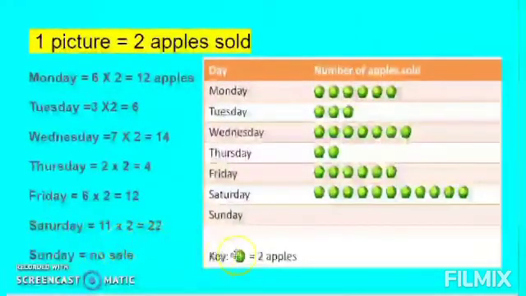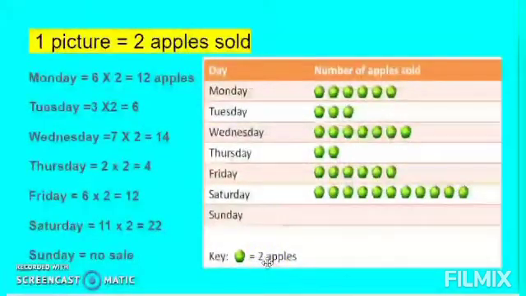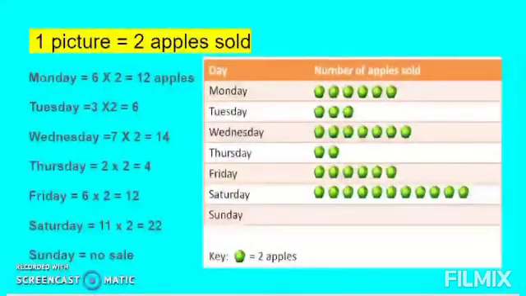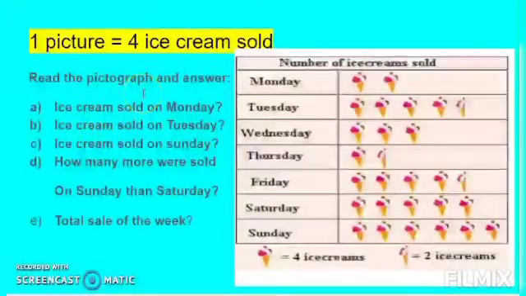So it is very important to find out what the key says, and then find the answer of the data per day or whatever the case may be. Let us see. Now here we have used another key, and that is one picture of ice cream is actually equal to 4 ice creams sold. We can see here one whole ice cream is 4, so half will be 2.